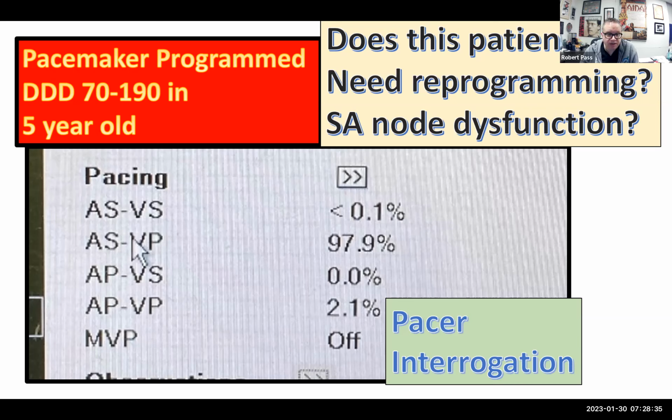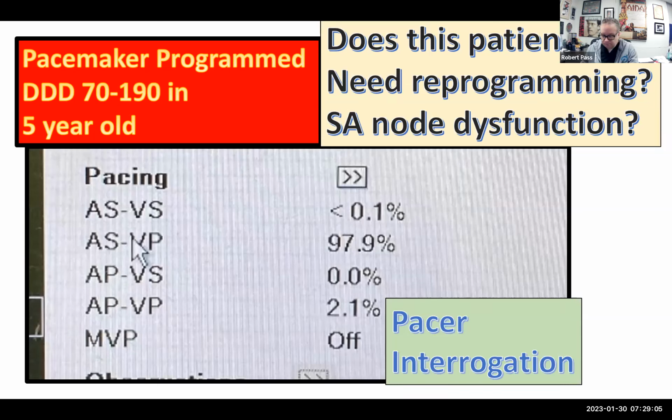This is a good sign that the pacemaker is probably programmed correctly for a 5-year-old. And we would agree, right? Most 5-year-olds have an average heart rate in the 80s or 90s. So at 70 as a lower rate limit, the device basically is only pacing 2% of the time. And I agree with you, it's probably occurring when the child is sleeping.